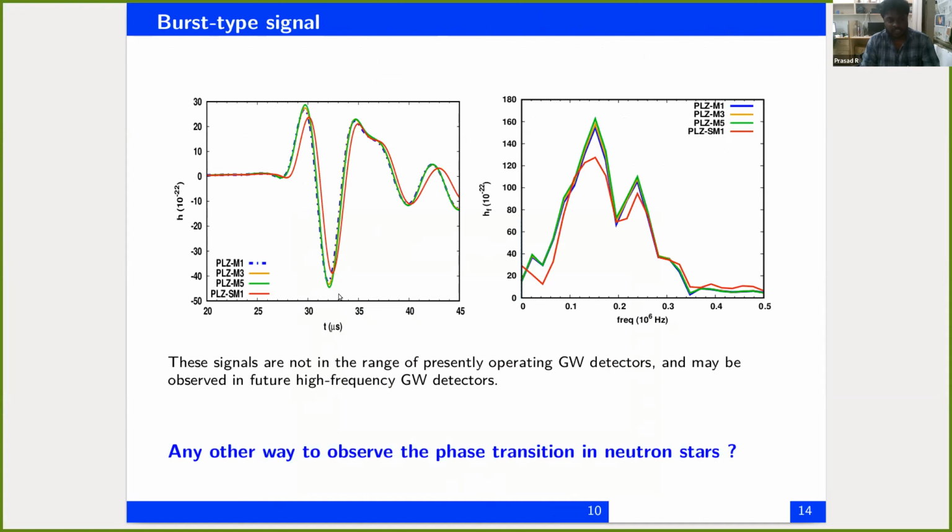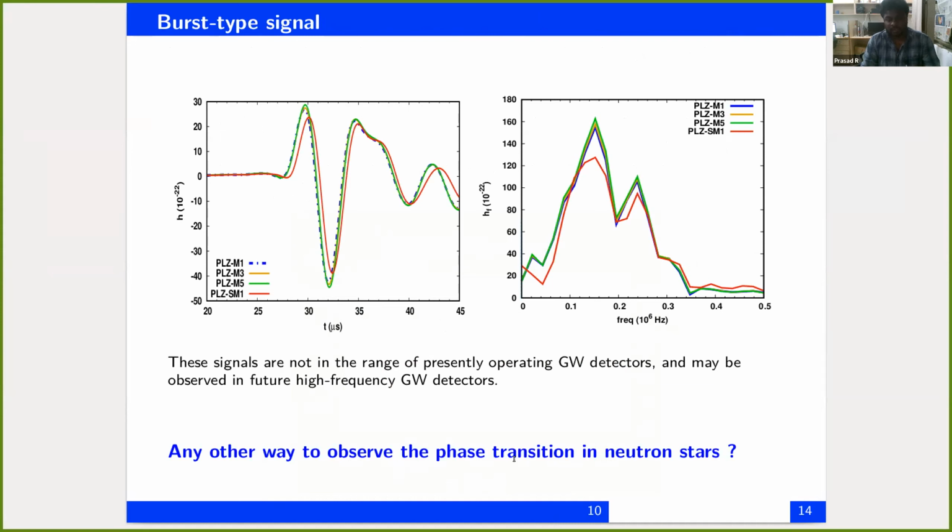It comes out to be a burst type of signal, which has a time scale of 10 power minus 5 seconds, and the frequency comes in 10 power 5 hertz. This type of gravitational wave signal, which can originate from shock-induced phase transition, cannot be observed in LIGO-Virgo detectors, but it can be observed in the future high-frequency detectors.